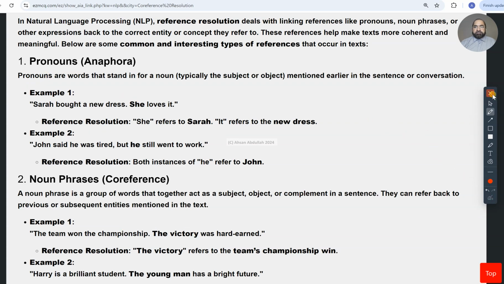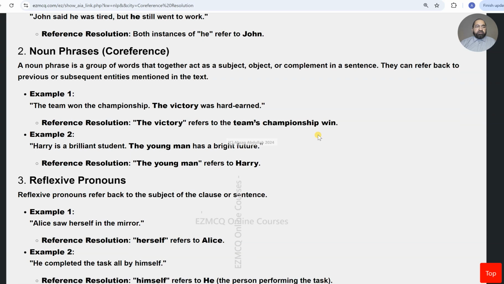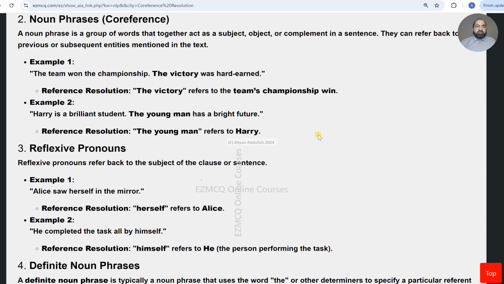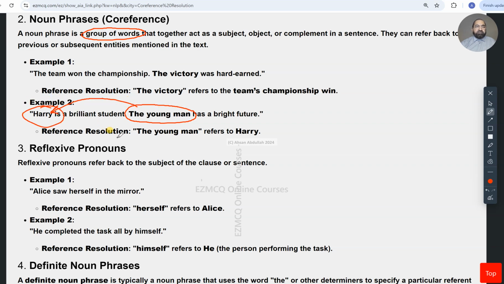Now, an example: Harry is a brilliant student. The young man has a bright future. So we were looking at a group of words. The young man is a group of words, and it is referring to what? Harry. It is referring to Harry.